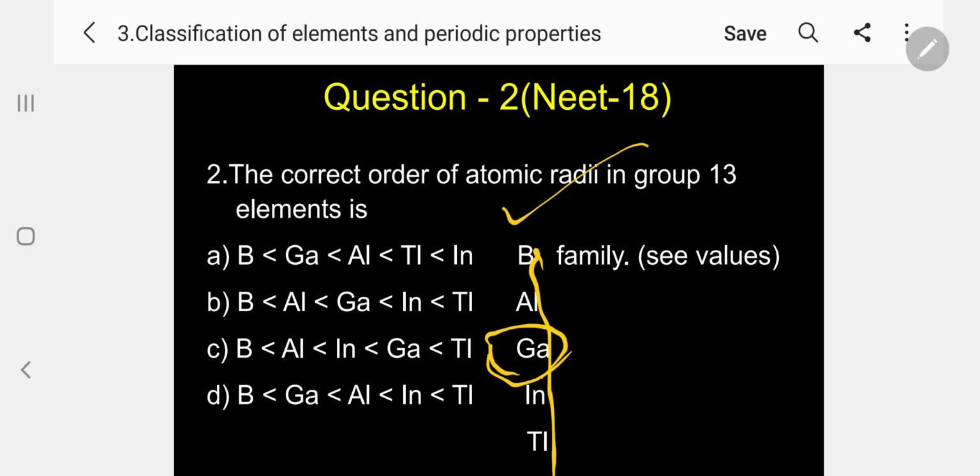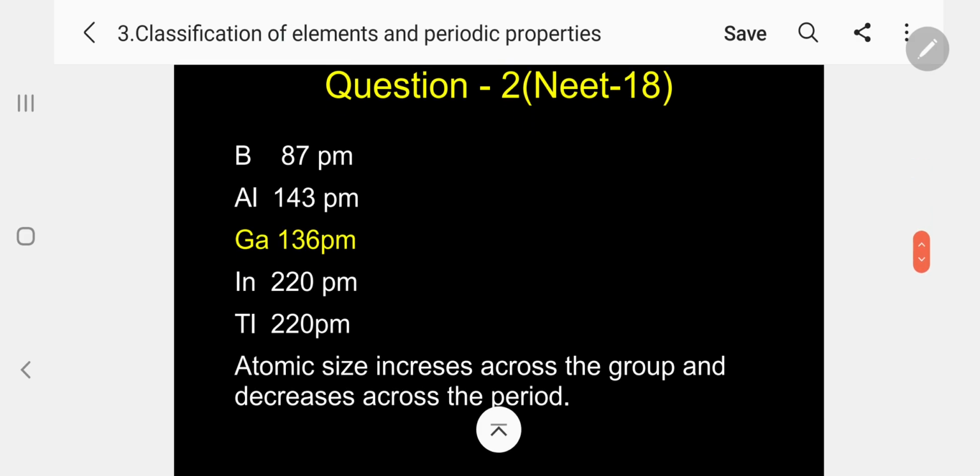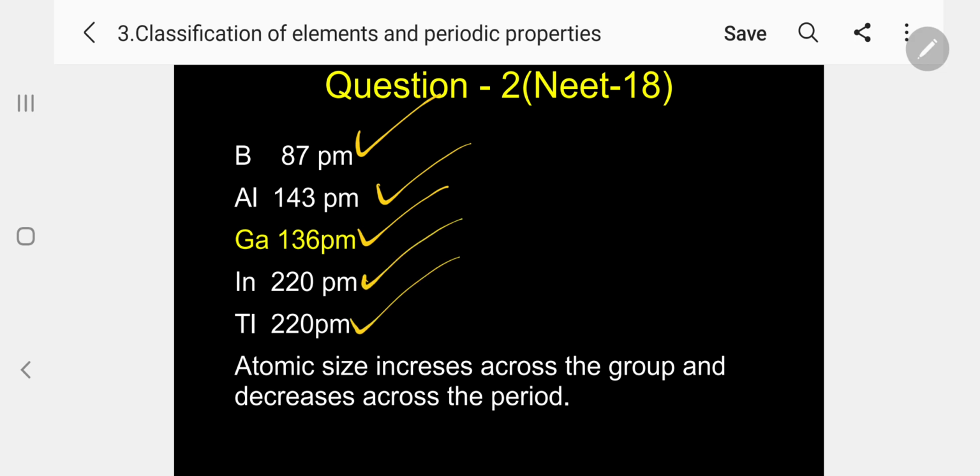Please follow. What you have to remember, when you come to the 13th group, the exception is gallium. Gallium is not obeying the order. Kindly follow. Let me give you the values, you can easily understand this. So boron 87 picometer, aluminium 143 picometer, gallium 136, then indium 220, thallium 220 approximately. Kindly follow. It should be increasing order as per the expected rule.